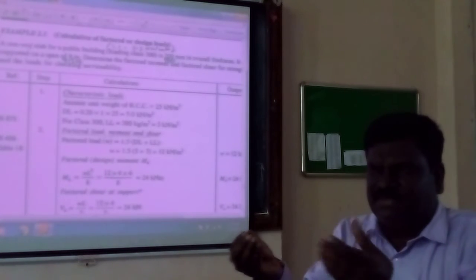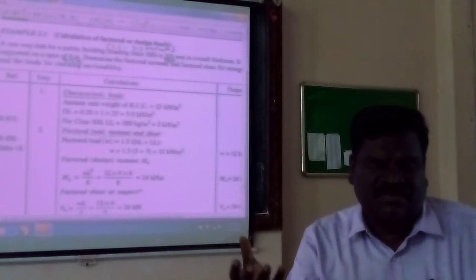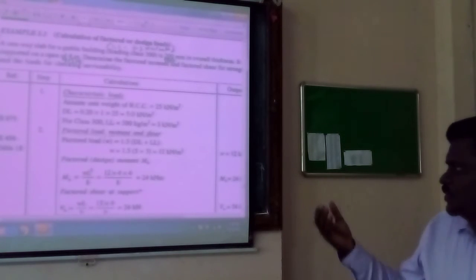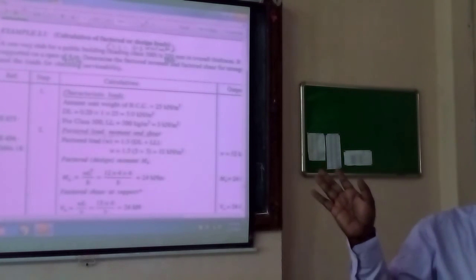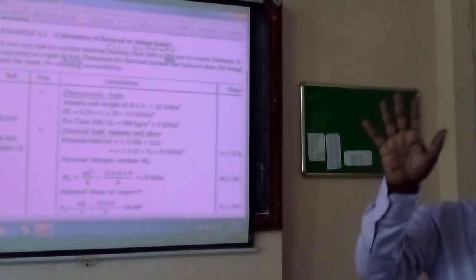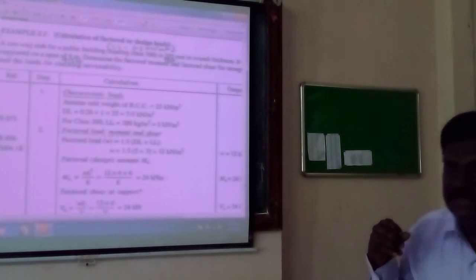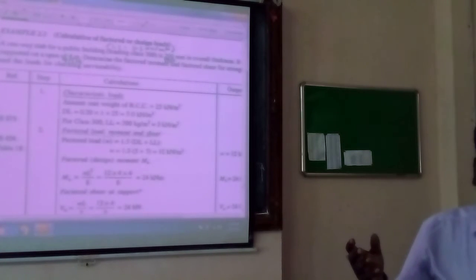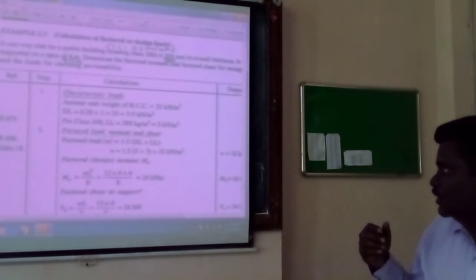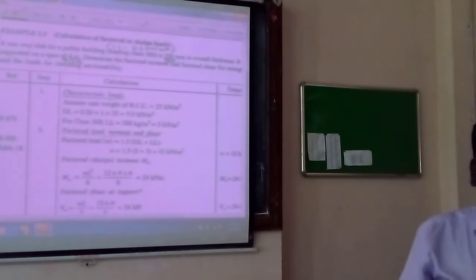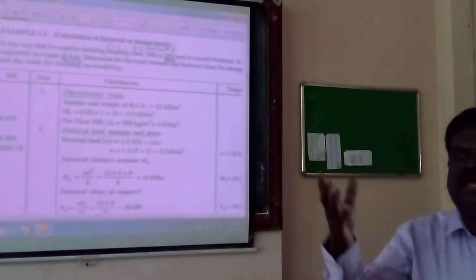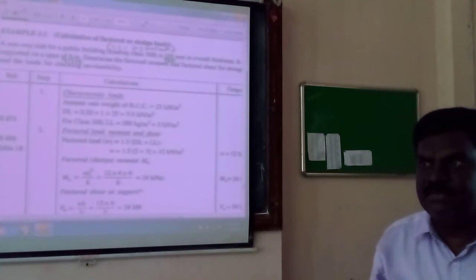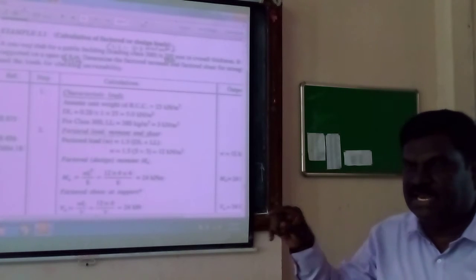That's for the elementary level problem. As a beginner you should know how to calculate. That's why I am doing it. It's not a problem at all. Just for learning purposes you are doing this exercise. Okay, how much are you getting? 30.375 kilonewton meter. Next, factored shear. Ultimate or factored, within brackets design shear.